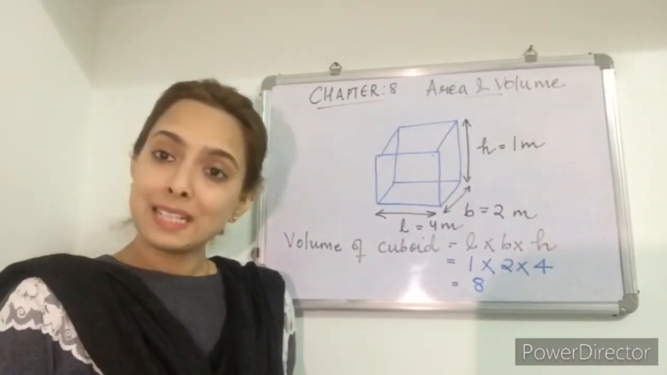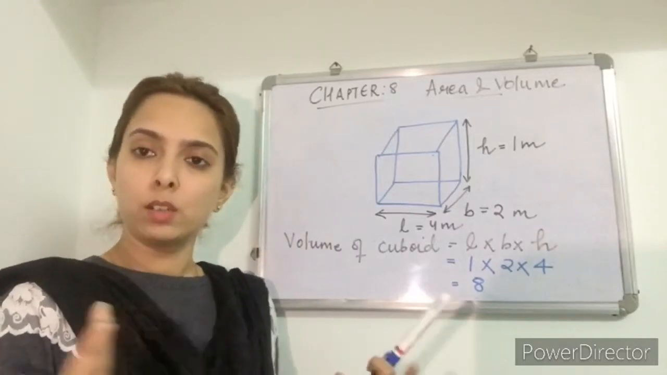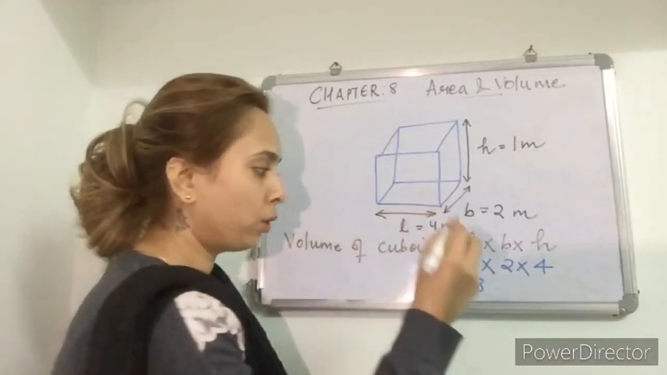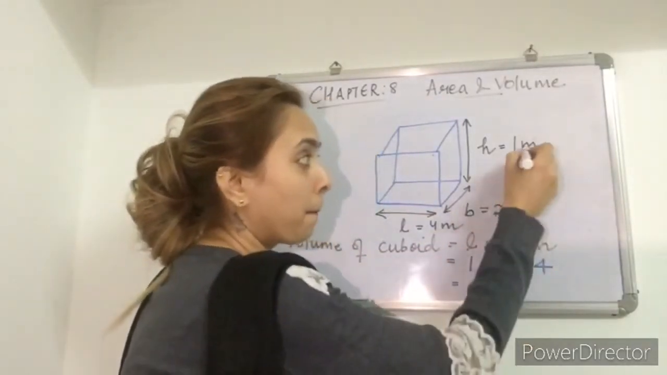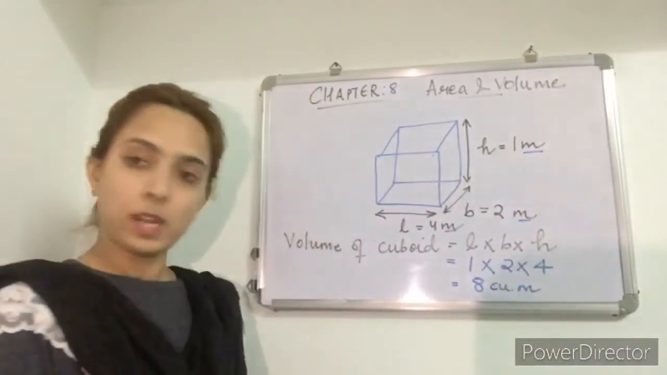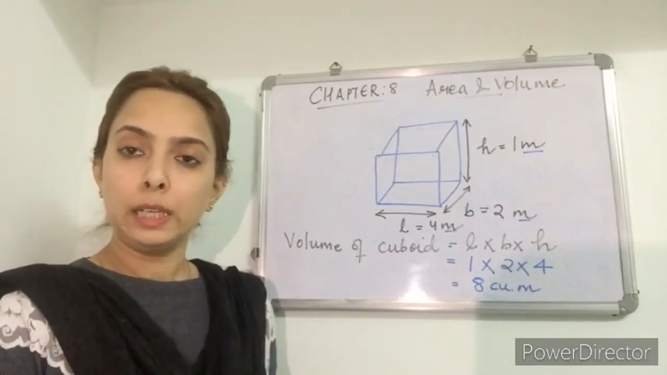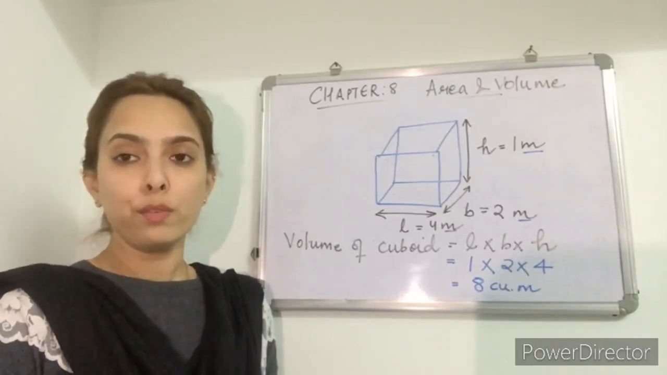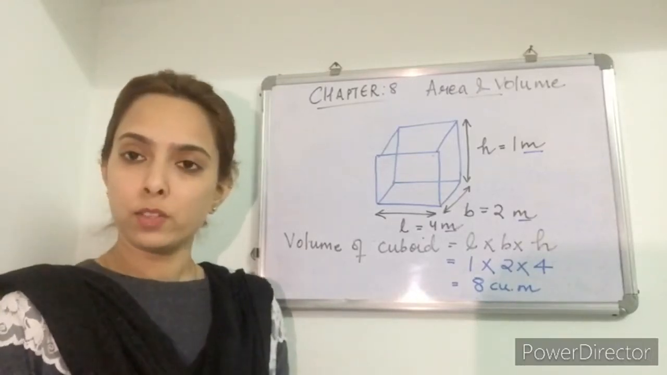No. This is our answer, but this is not the complete answer. Where is the unit? So you will write cubic meter. Now this is our complete answer. So this is the way of finding out the volume of a cuboid. So this was one of the ways which I have explained to you.